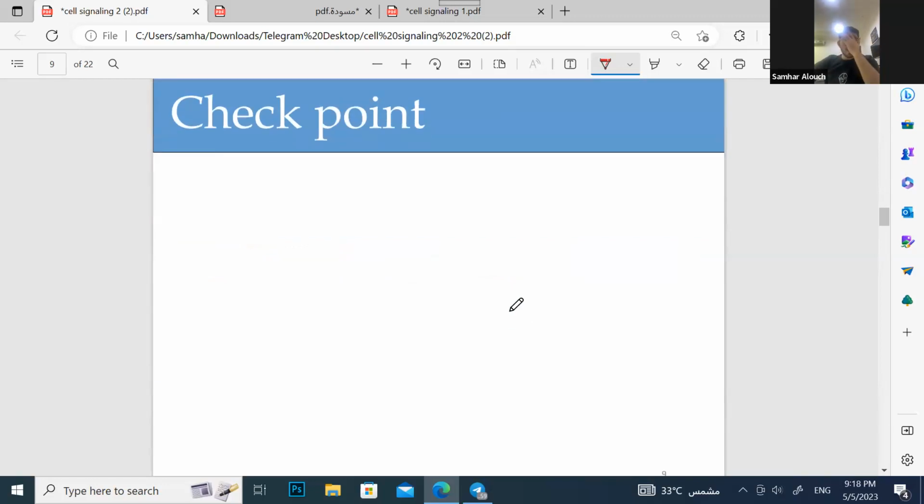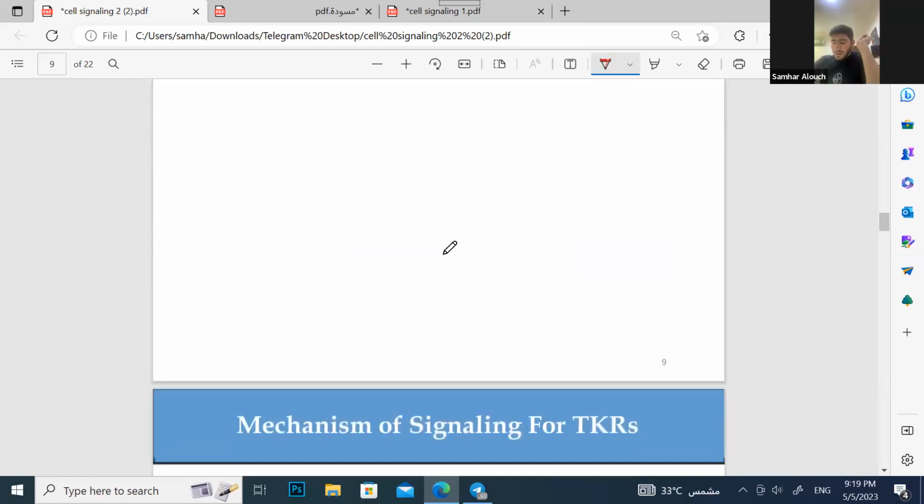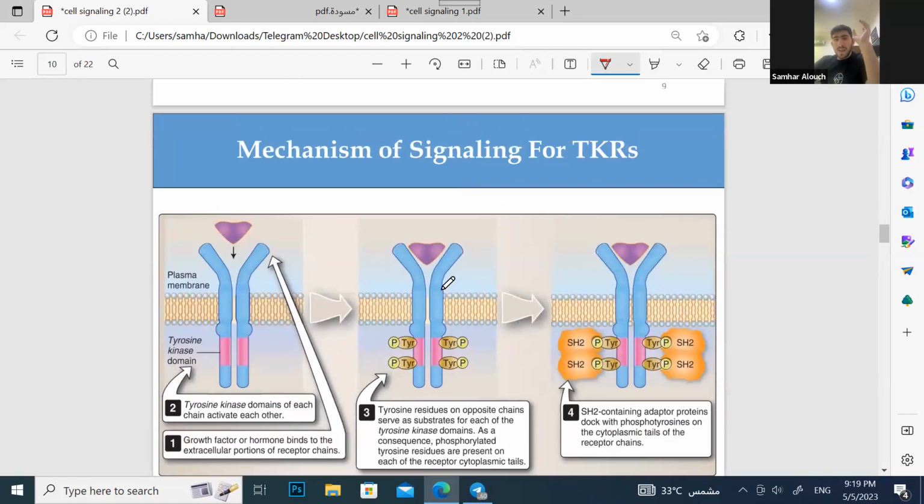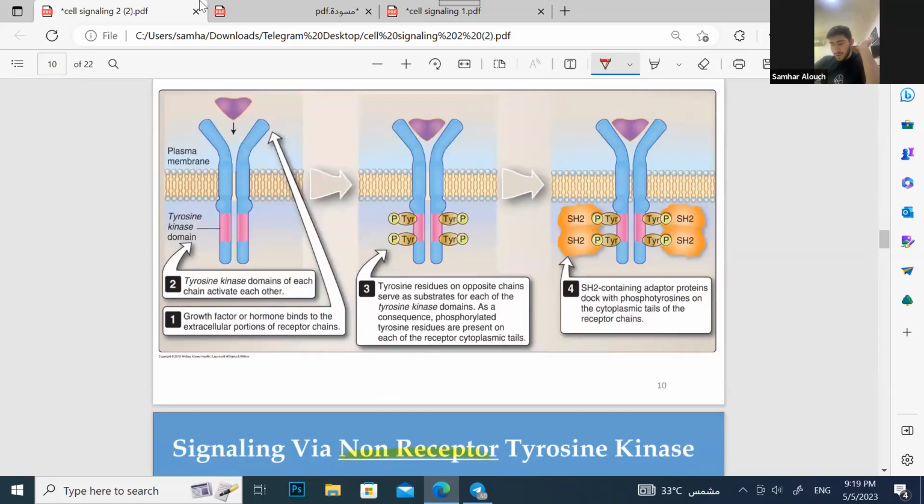So this is the first checkpoint. We still have just two checkpoints. Actually, we finished half of the lecture. So is it clear? Okay. So now let's talk deeply about the mechanism of action.